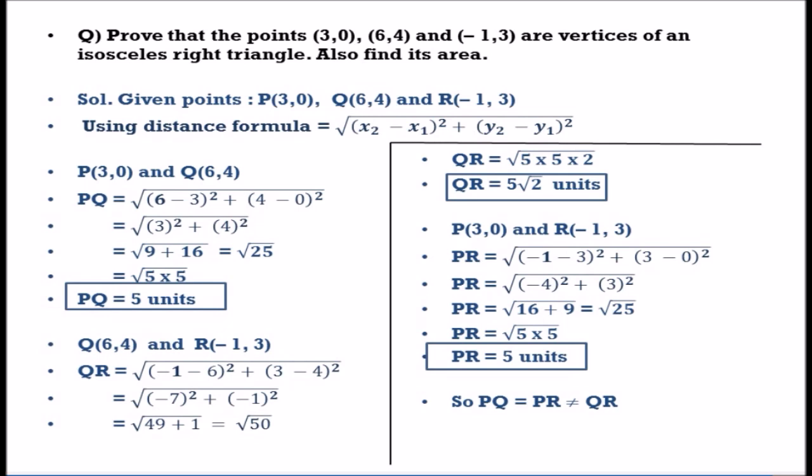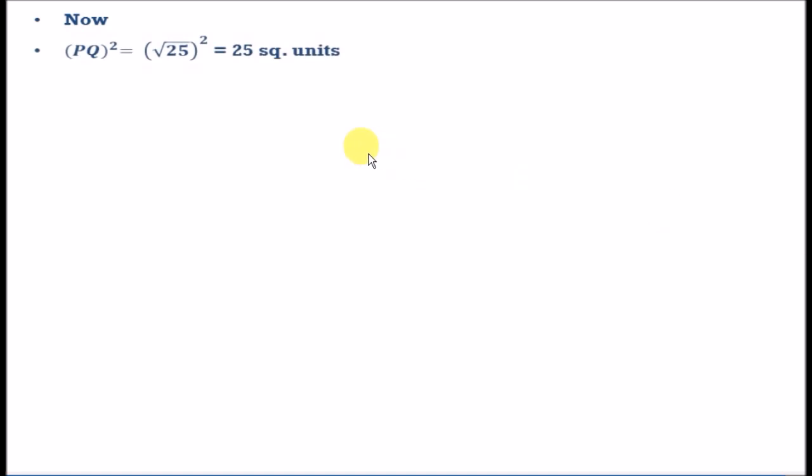Now in order to check for a right triangle, we need to look at the quantities which were inside the square root before prime factorization. For PQ we had 25, for QR we had 50, and for PR we had 25. 25 plus 25 can give us 50. So we have found out that it can be a right triangle. So let's summarize. PQ square equals root 25 whole square, so the square will cancel, giving 25 square units. Similarly, QR square equals root 50 whole square, so 50 square units.